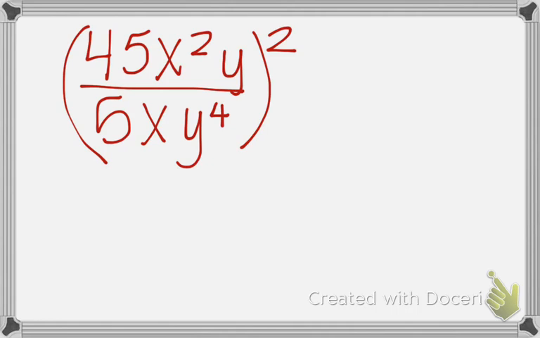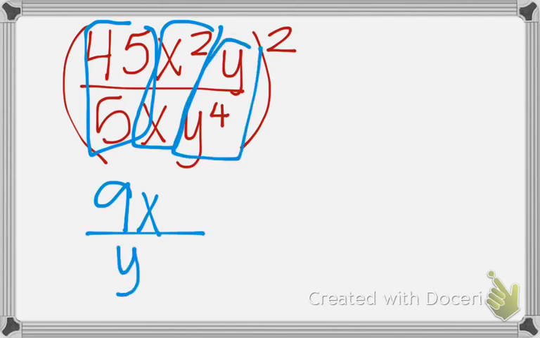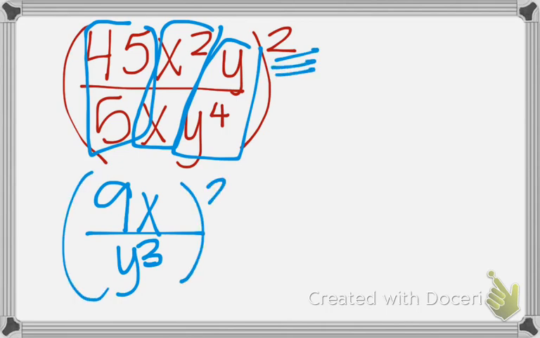Alright, so if you took some time, hopefully you paused and worked out that problem. You did 45 divided by 5, which was 9. You did x squared over x, and you knew that you had more x's in the numerator, so you had 1 left. And then you notice that you have y's in the denominator, and when you cancel out the 1 in the numerator, you're going to have 3 left.